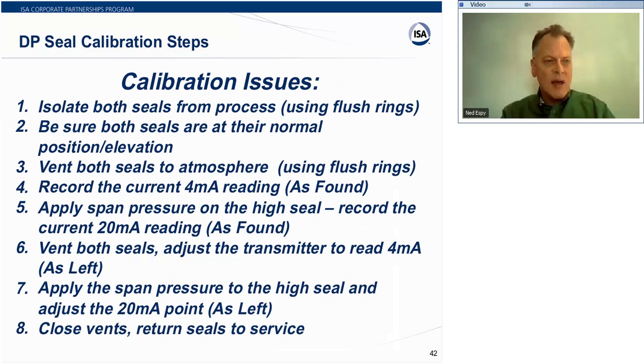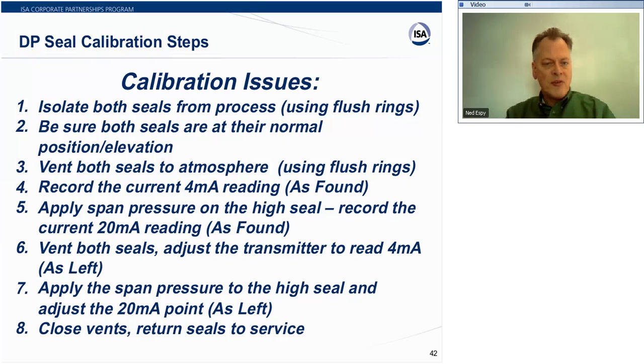And then let's go through the actual steps for this tank that we're about to show. You want to isolate both seals from the process. If you're using those flush rings, that allows you to leave everything installed in place. You want to make sure that both seals are at their normal position elevation. So if you have to disconnect something, you've got to take real care that you're keeping everything at the same level.